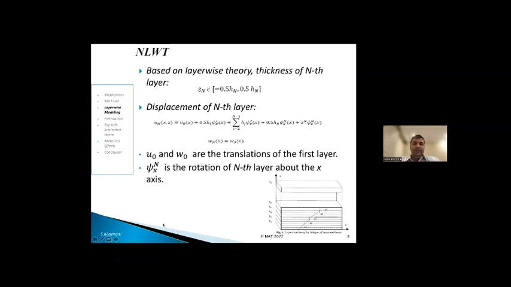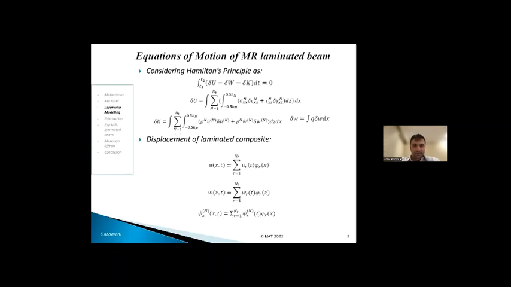In the next slide, by considering the Hamilton principle, we can calculate the equations of motion of the structure. Based on this equation, delta U is the virtual strain energy, delta K is the virtual kinetic energy, and delta W is the virtual work. And as you know, the displacement of the laminated composite of the layer-wise modeling is calculated based on this formula.